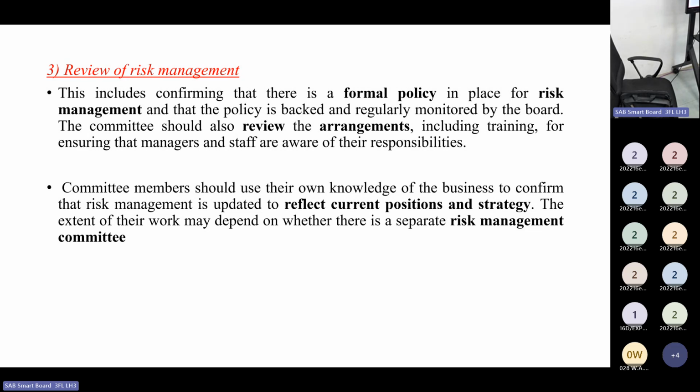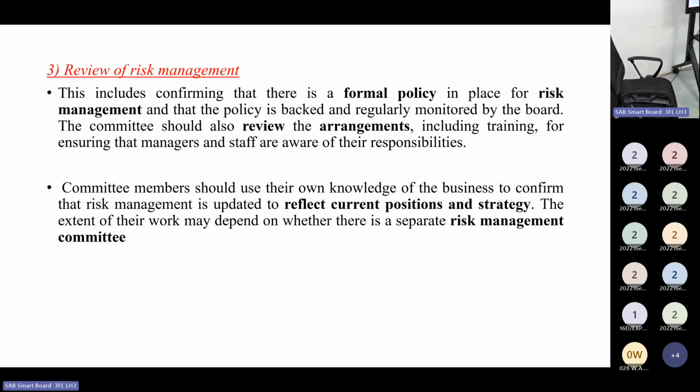Policy එකක් හදන්න බෑ ලේසියි. ඒතර policy එකක් තියනවාද කියන එක, right? Confirming that there is a formal policy for risk management and that the policy is backed and regulated and monitored by the board. Policy එකක් තියනවා වගේම මේ policy එක අනුව වැඩ කරනවාද කියන එක.